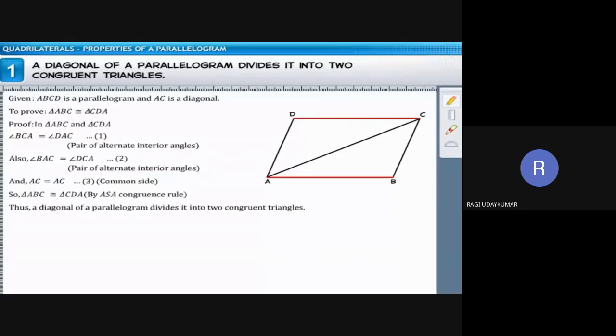Since this is congruent, by CPCT you can say that AB is equal to CD. When triangle ABC is congruent to triangle CDA, whenever you say AB is equal to CD, you can say it by CPCT. Therefore you can say both opposite sides are equal, and AD equal to BC also. So opposite sides are equal. Using CPCT, you can prove that opposite sides are equal.